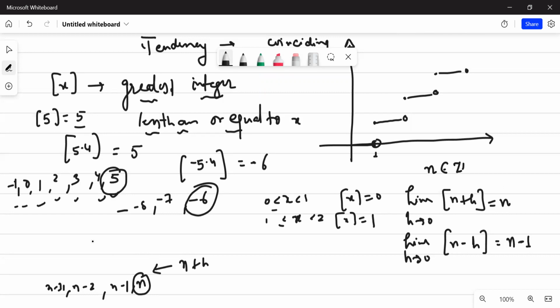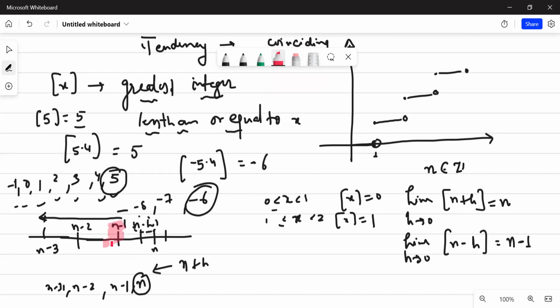Why? Because let's say this is your n, this is n plus h, this is n minus h, and this is n minus 1. Now you can clearly see that the greatest integer less than or equal to n minus h: go below n minus h, and the greatest integer you see is n minus 1. Is that clear or not? Yes, sir. Bharat has joined. Bharat, is that clear or not?